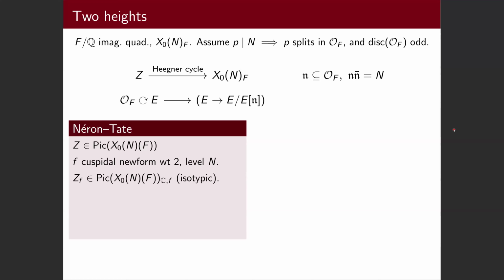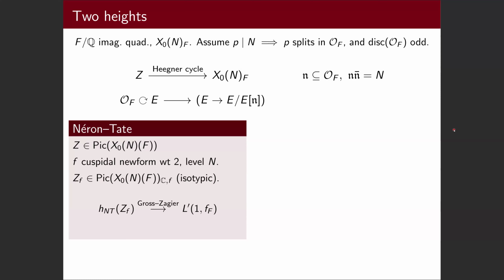This Picard group is a finitely generated abelian group because for Pic 0, it's true by Mordell-Weil, and the Néron-Severi group here is rank 1. And it turns out that because f is a cusp form, if I take the f-isotypic piece, this is already lying in Pic 0, in the subgroup of degree 0 divisors. So this Z_f on the left-hand side is my notation for the projection of Z to this f-isotypic component. And since it lies in Pic 0, I can take its Néron-Tate height, which detects whether this class is torsion in the Jacobian.